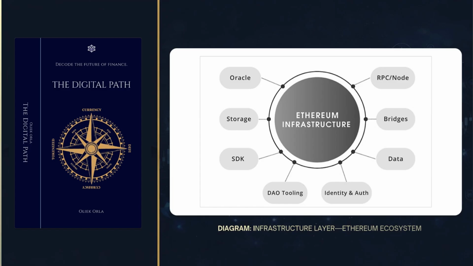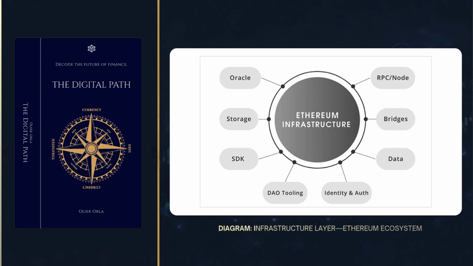IPFS enables distributed file access via content hashing, while Arweave provides permanent on-chain data storage. These systems are widely used in NFT projects, where the token exists on Ethereum, but metadata is stored off-chain.